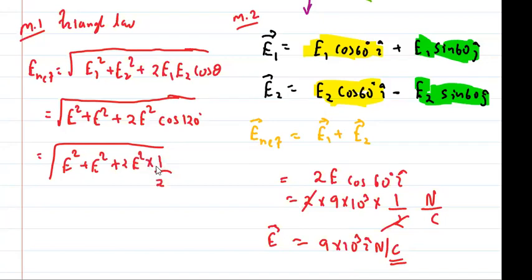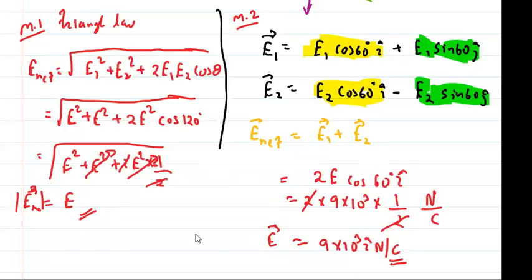negative. This is negative, right? So 2 will get cancelled. This negative will be here. So minus E square plus E square will get cancelled. We are left with just E net. So magnitude of E net is equal to just E. Hence proved. This is your two different methods. This is method 1, this is method 2. This is using triangle law. This is using components of vectors.